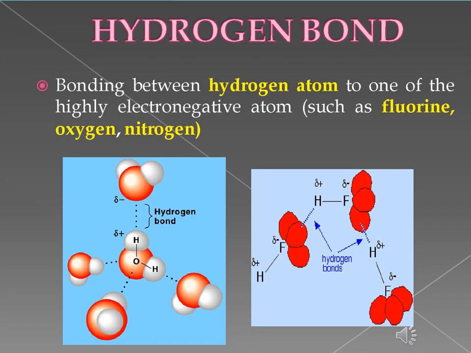Hydrogen bond happens when there is a bonding between a hydrogen atom and one of the highly electronegative atoms. For example, when a hydrogen atom binds to an oxygen atom, these two atoms are bonded by hydrogen bond. Same goes when hydrogen is bonded to a fluorine atom. This hydrogen and fluorine are bonded by the hydrogen bond.